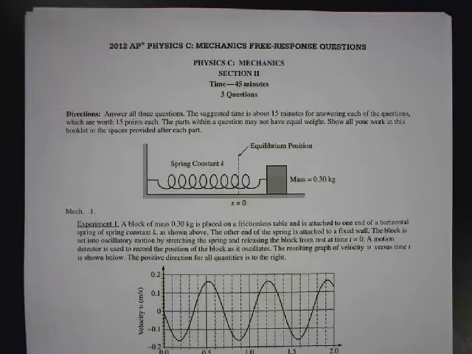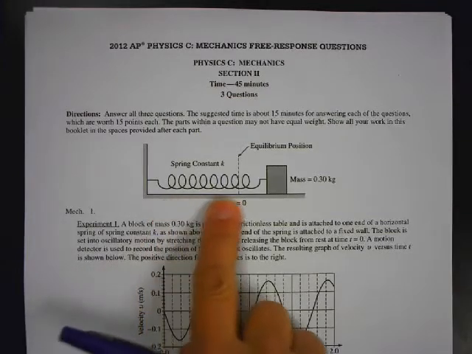Today we're doing an FRQ where there's going to end up being a damped oscillation in it. Okay, so let's read the problem together. So first of all, we have a mass on a spring.